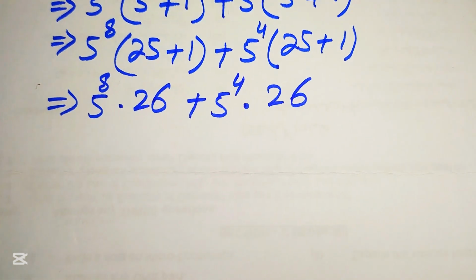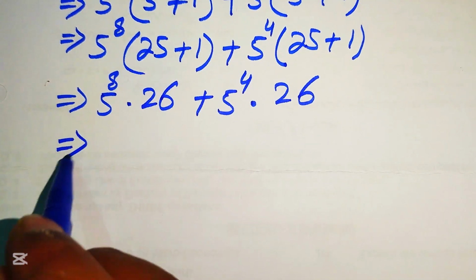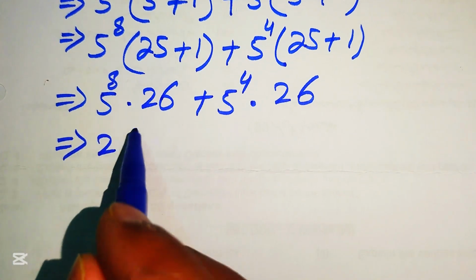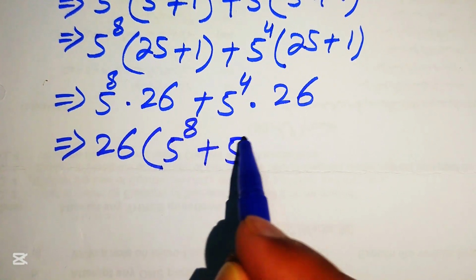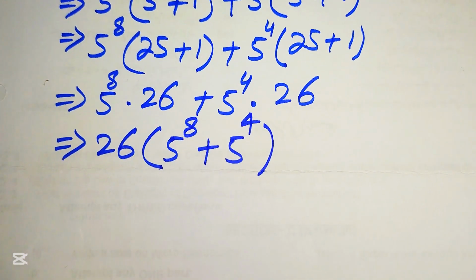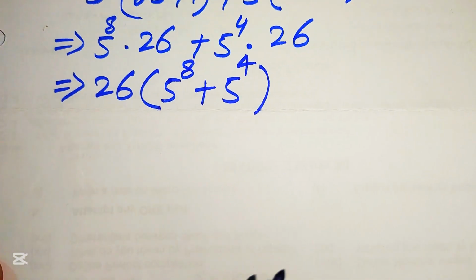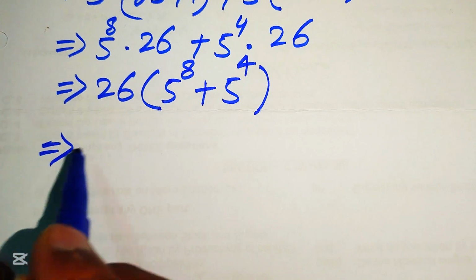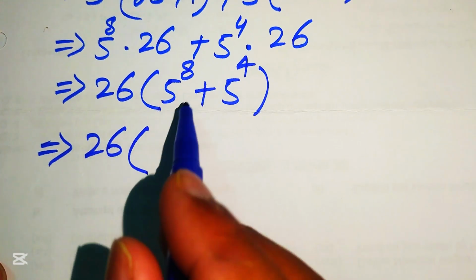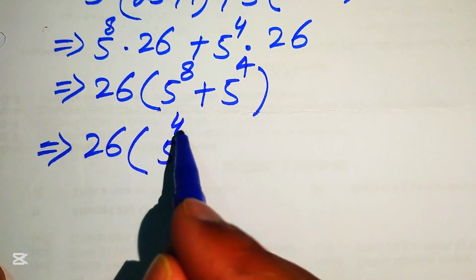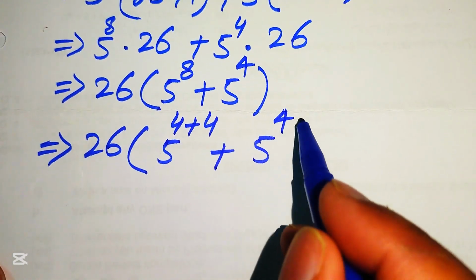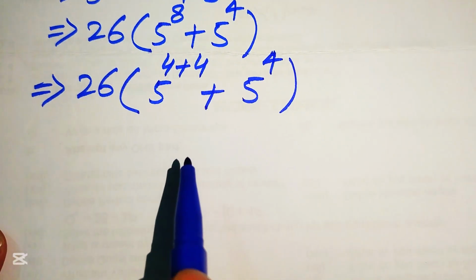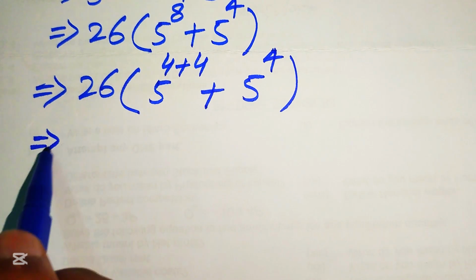And now in the next step, we have 26 as the common term, so we take common 26 and the remaining terms are 5 to the power of 8 plus 5 to the power of 4. So we again focus on the exponents of these terms and we have 26 times 5 to the power of 8, and we write this 8 as 4 plus 4, and plus 5 to the power of 4.